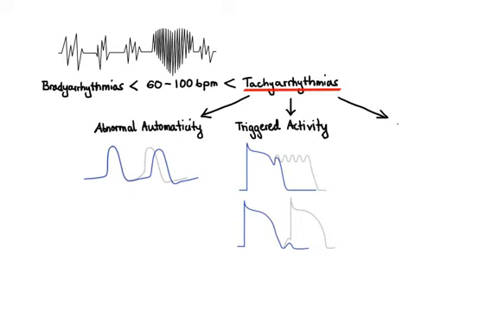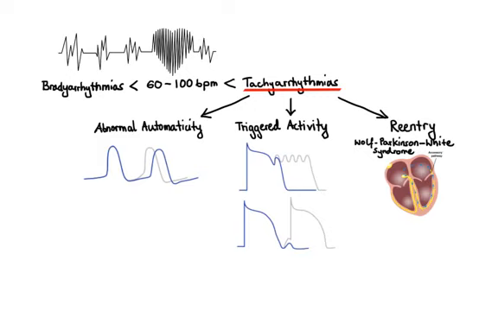Now, the third mechanism of tachyarrhythmias is called re-entry. An example of this is Wolff-Parkinson-White syndrome, in which an extra, or so-called accessory, pathway exists between the upper and lower chambers of the heart.